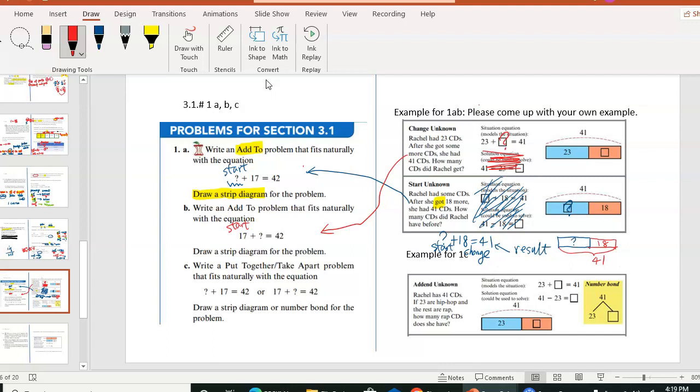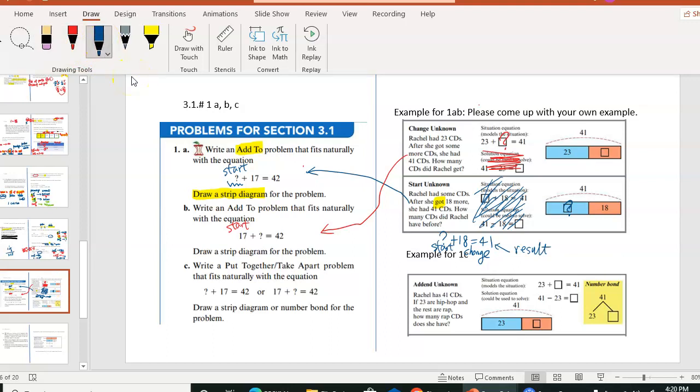Now the strip diagram will also be different from the one we had before, because the first one will be, you're going to start with 23, and then you're going to add some more. We don't know how many we add, so put a question mark or a box. But after we add some more, we got 41. So which one is the unknown? That's important. I'm going to get rid of this because they already have the drawing here. You can use a box or the question mark for the unknown.